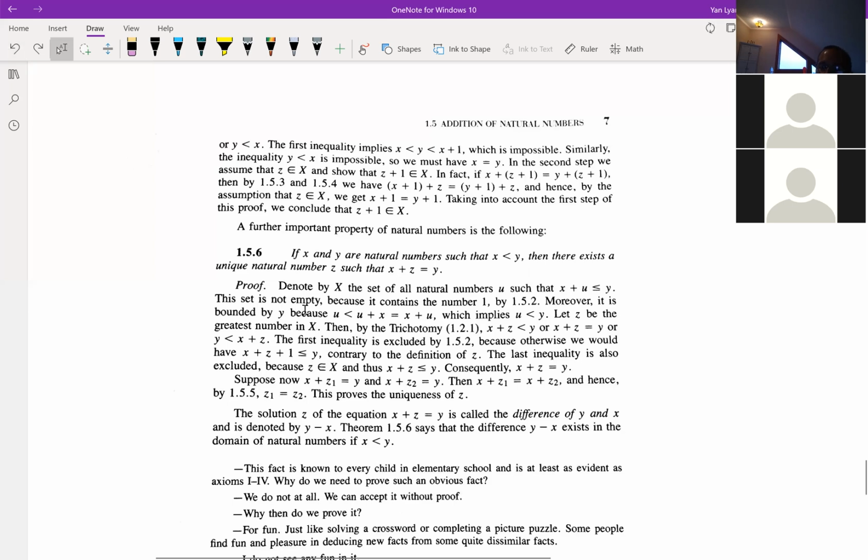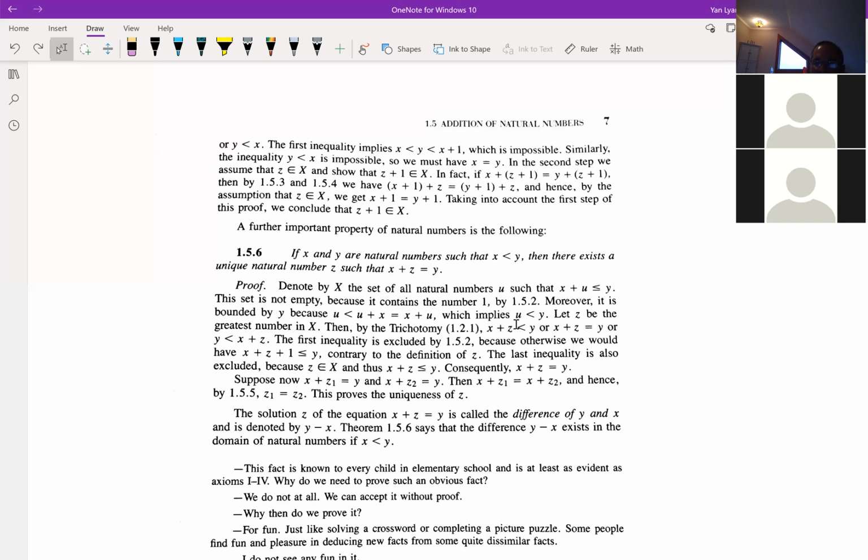And he gives this rationale. I don't even get into that rationale. I think the statement itself is self-evident in the way it was just expressed. So let z be the greatest number in x. Is that okay? Yes. Okay.